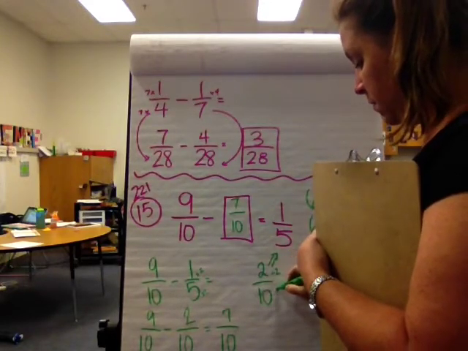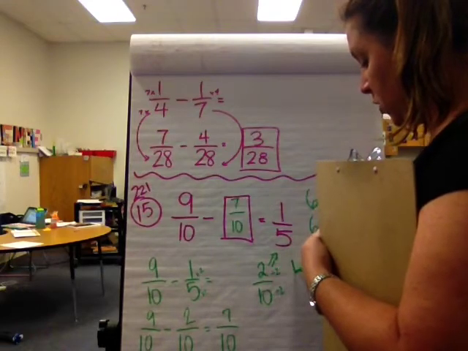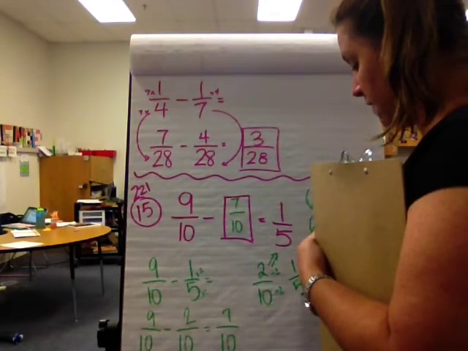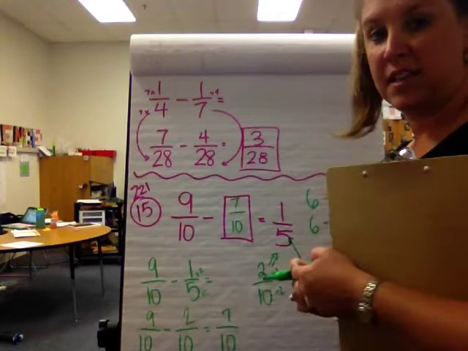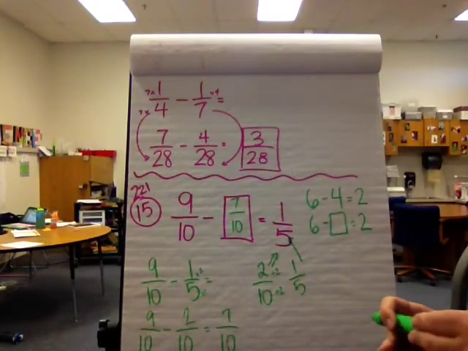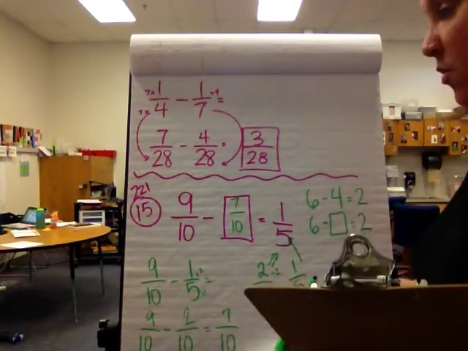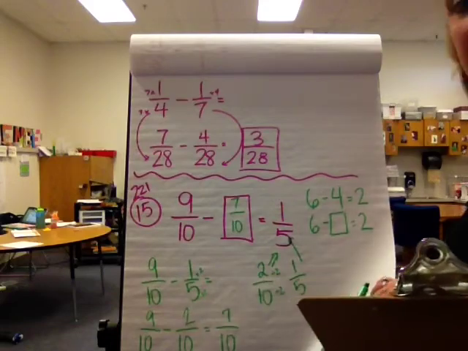They're both even. 2 divided by 2 is 1. 10 divided by 2 is 5. Now it's the same thing. Okay? So let's take us to number 16 then. Please pause this if I'm going too fast.